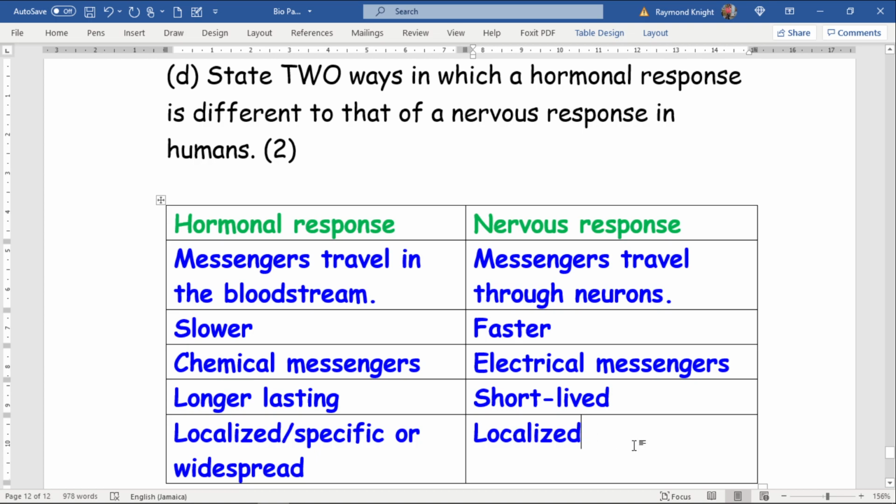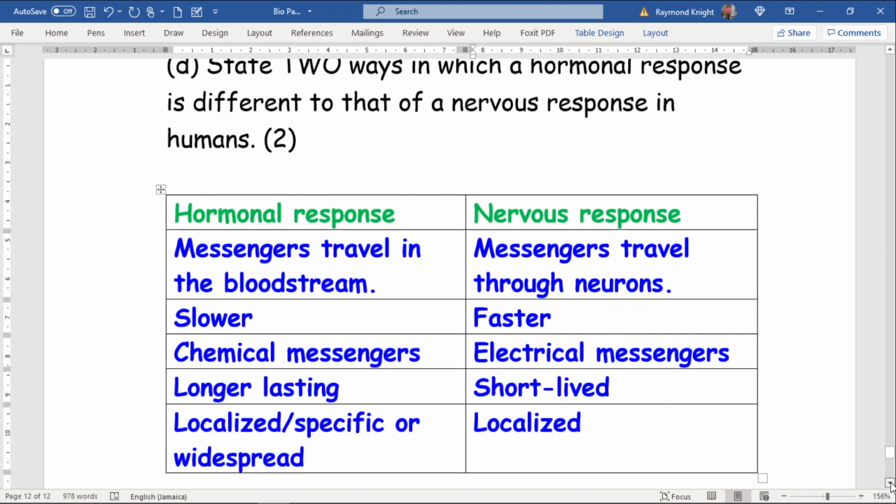Like for example, growth hormone. All the cells in the body will produce new cells for it to grow and develop and so on, right? So it generally has a widespread type of effect. All right, and the nervous system is generally localized because if you touch something that is hot, you move a finger, you feel the pain in the finger, or you just move a hand that is being affected by that stimulus. Okay, just to make that clear.